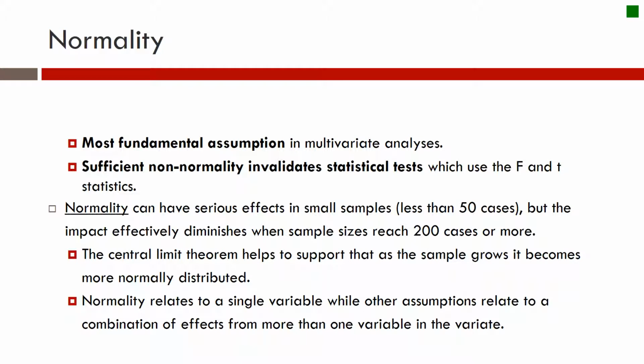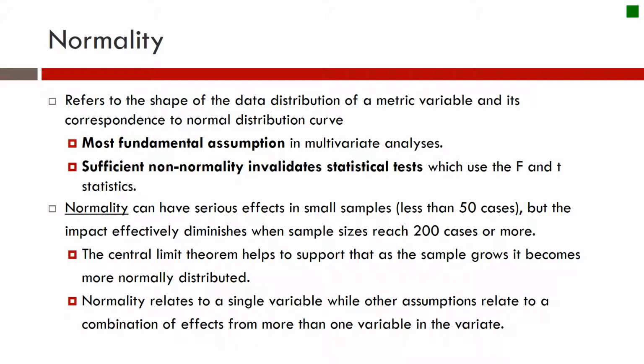All right, so dealing then with normality. Normality refers to the shape of the data distribution for continuous variables or metric variables. It tends to be something that we look at first and foremost. It's thought of as maybe a fundamental assumption for all that we do. So sufficient non-normality invalidates a lot of the statistics that we want to try to calculate. So the F statistic and T statistic, for instance, are influenced by non-normality.